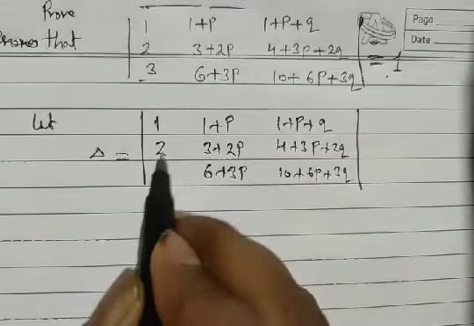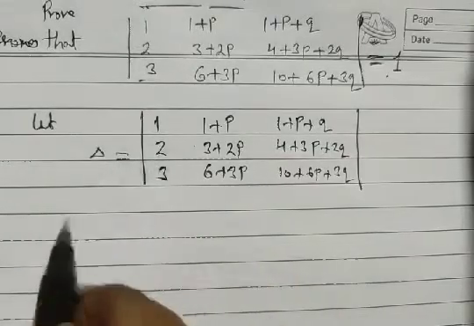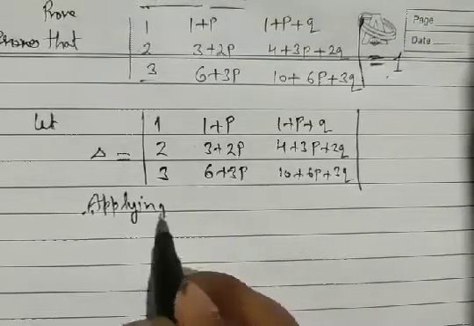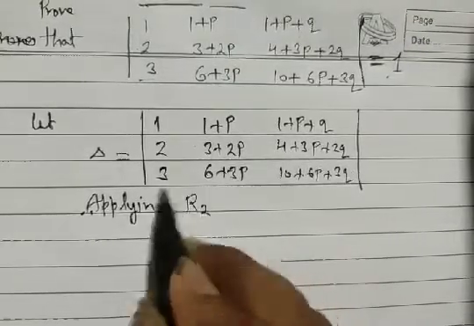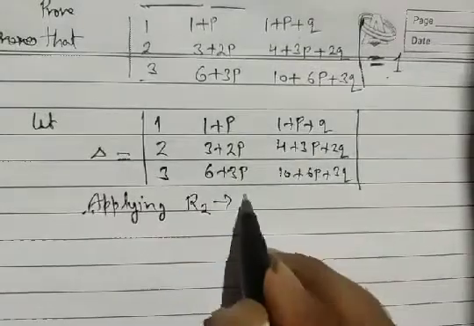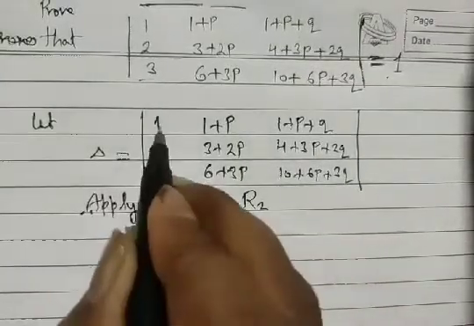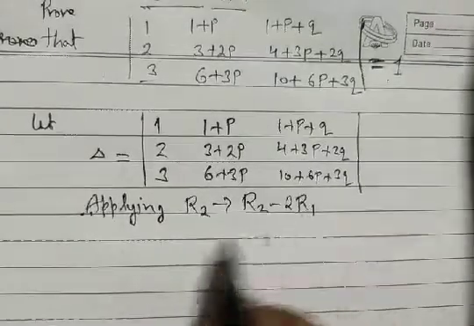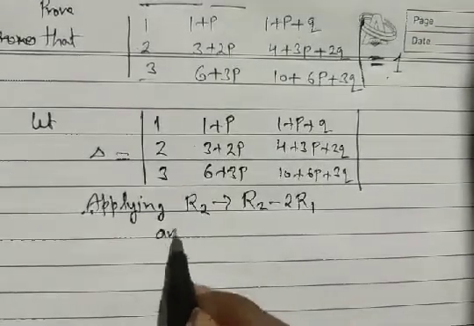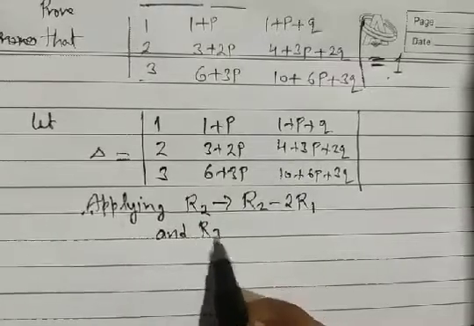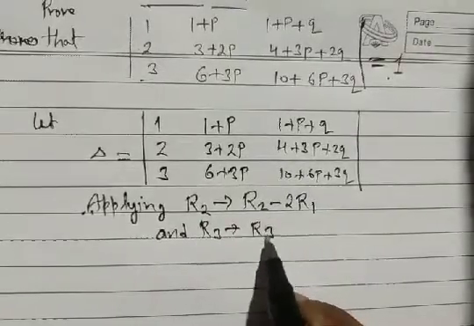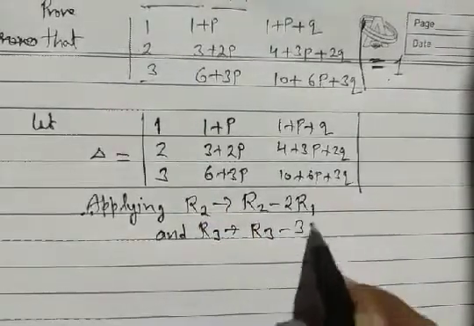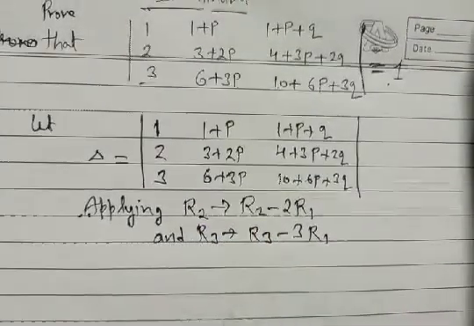Now we have to make this 0 and this 0. Then what is our operation? We are going to apply a change in R2. R2 changes by, this is 2, this is 1, 2 times R1. R2 minus 2 times R1. And also a change in R3. Here is 3, here is 1, then multiply with 3. R3 minus 3 times R1.